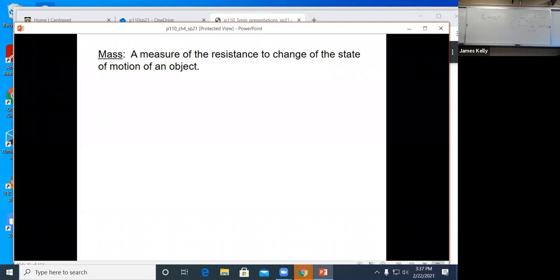If it's going by and I flick it with my finger and it changes the state of motion, then I say, oh, it must be something really light. If it were a lead ball, beyond hurting my finger, it would probably just keep going in the same direction. So it would be harder to change the state of motion of the object. Okay, so mass is a measure of that.